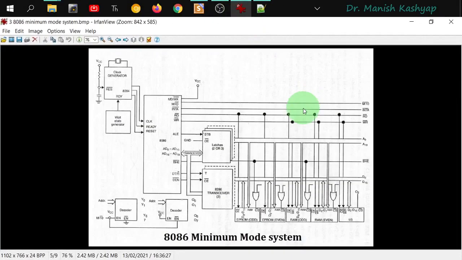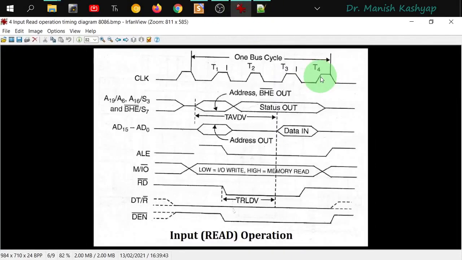Now let's come to the timing diagram, and let's see what happens there in the input read operation. So here you can see these clock cycles, and this is the T1 state, T2 state, then T3 state, and T4 state. When we begin from the T1 state, first of all, this ALE signal has been enabled. So this ALE signal becomes high in T1 state.